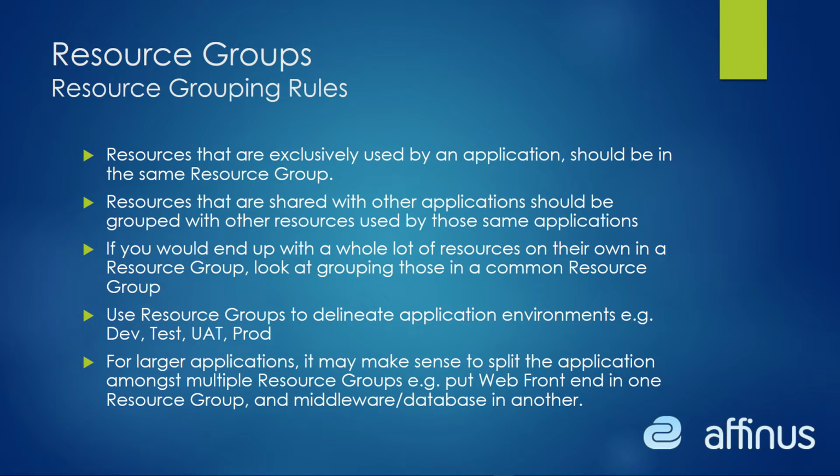For larger applications where you have many resources, it might make sense to split the application further into multiple resource groups. So for example, if you have a whole lot of resources around the front end of an application, for example websites and mobile apps and the like, you might put those in one resource group, and then you might put middleware and database resources in another resource group. Now in this case, although you have split them, they still share the same deployment lifecycle. It's just that you now need to tear down both resource groups when you are tearing down the application.